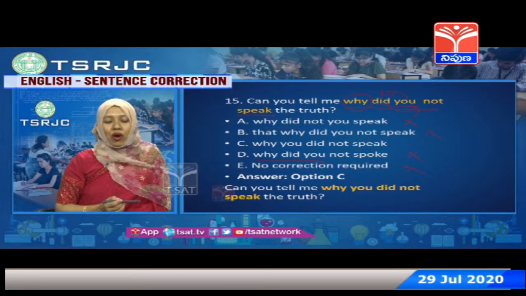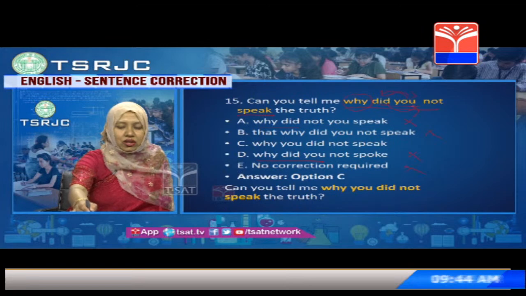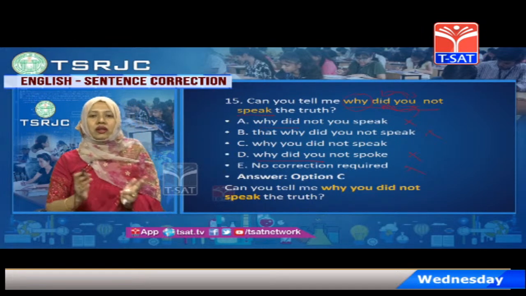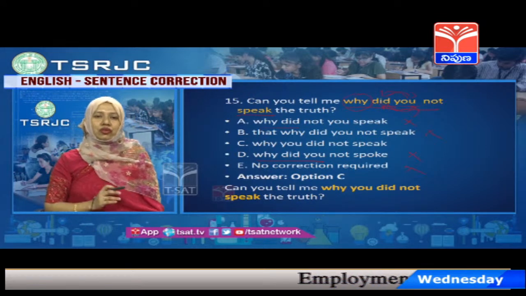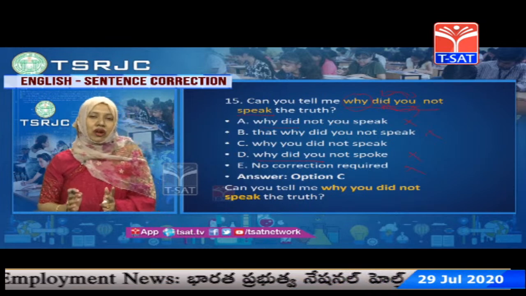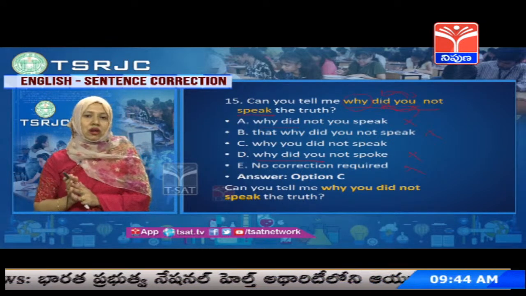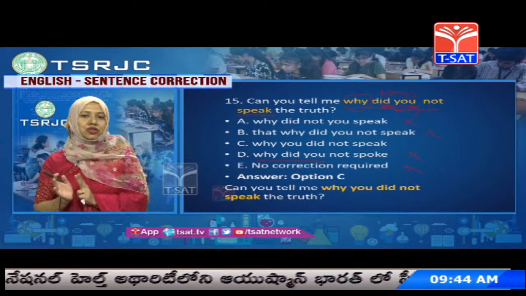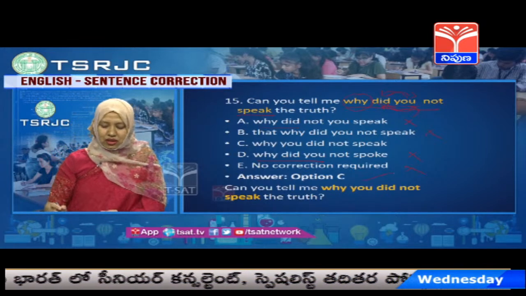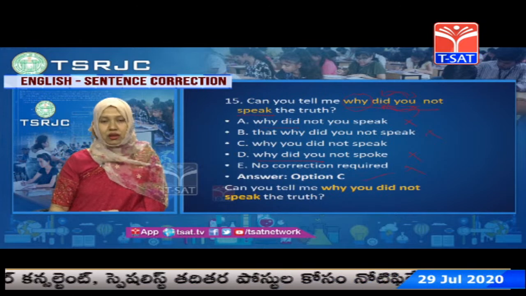Can you tell me why you did not speak the truth? Only the arrangement of words, the word order, is wrong here. You should come before and did should come after the WH word. After "why," "did" should come. "You" should come after "why" and "did" should come after "you." This is the mistake here. So option C is correct. Why did you not speak the truth?